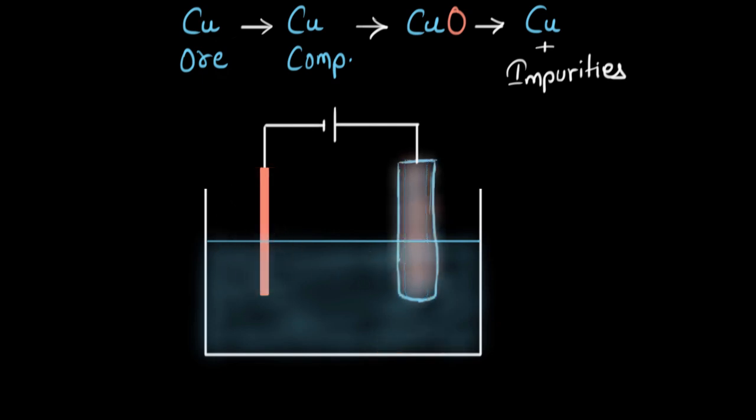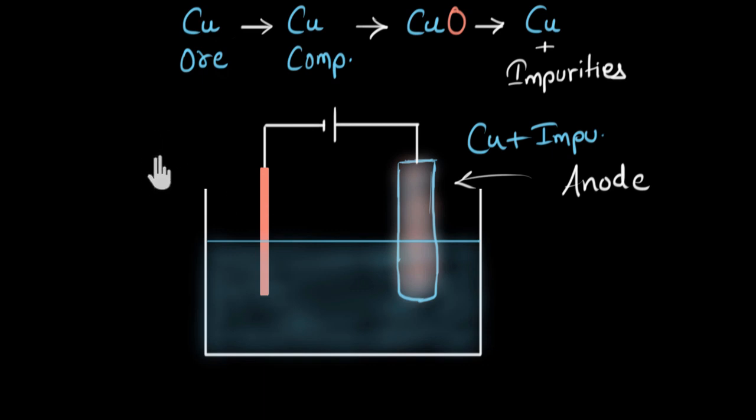Now let's look at the refining process a little bit in detail. The first step was to take crude copper, which is copper plus impurities, and connect it to the positive terminal of the battery. That means this is going to be our anode, the crude metal. And the pure copper, from outside we bought pure copper and we connected it to the negative terminal of the battery. That means pure metal is used at the cathode.